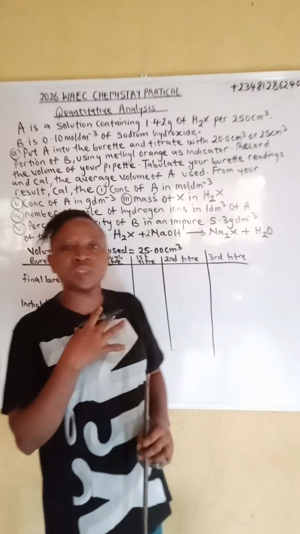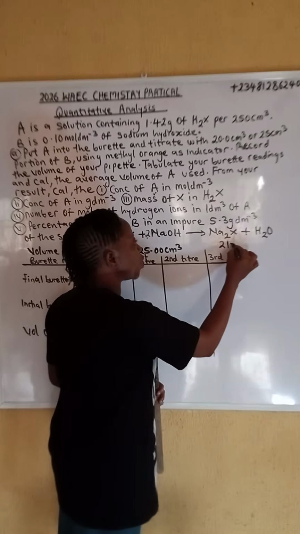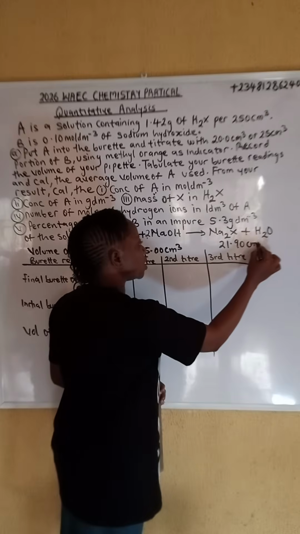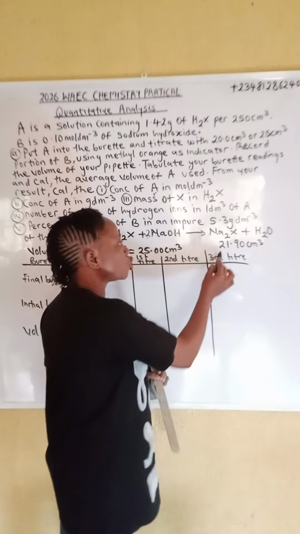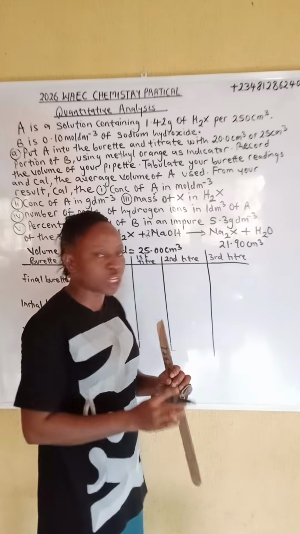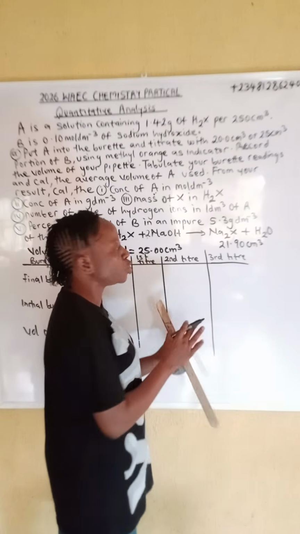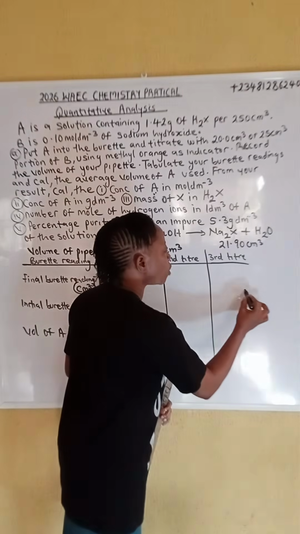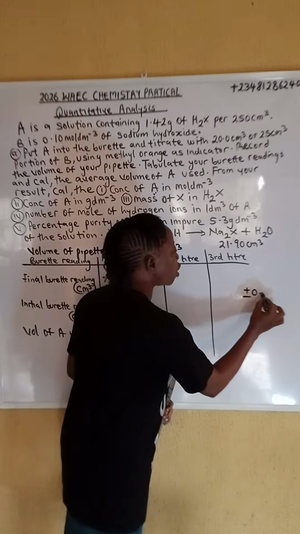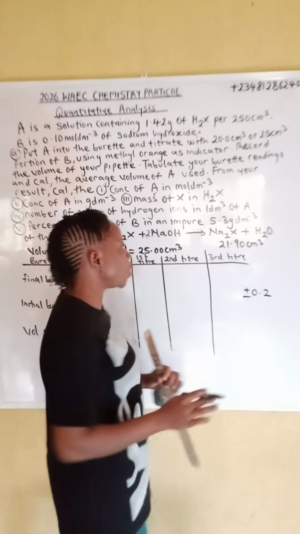Now, my own school titre value is 21.90 cm³. Make sure that you use your school titre value. So 21.90 cm³. Then I'm going to work based on this 21.90 cm³ to form my table. And I'm going to make use of plus or minus 0.2.